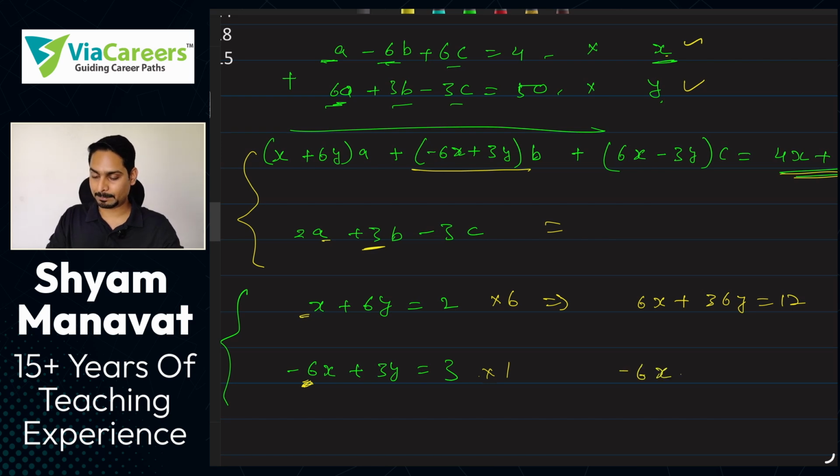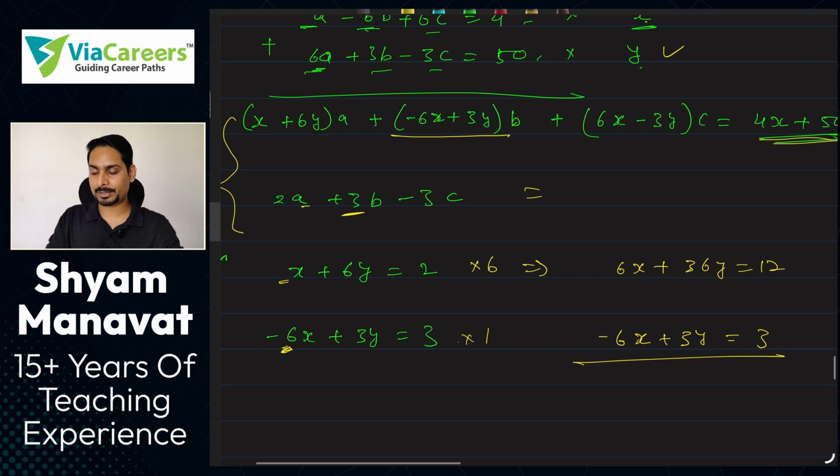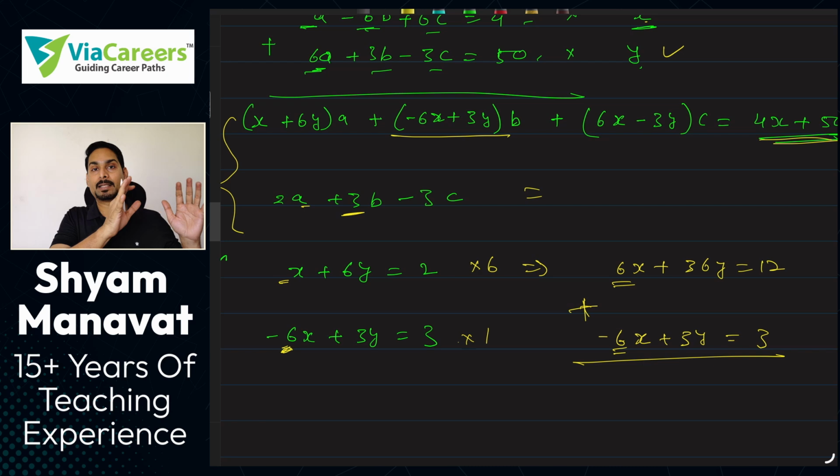Minus 6 plus 3y equal to 3. ऐसा ही रहा है ना. Now we are going to add because the coefficients are same but signs are different. So we can add. देखो यार, ये अगर समझ में नहीं आ रहा है ना, that means if you are not able to understand this, then you have not done linear equations very well. Okay, so that's very important. पहले वो करो, then we can come to this.